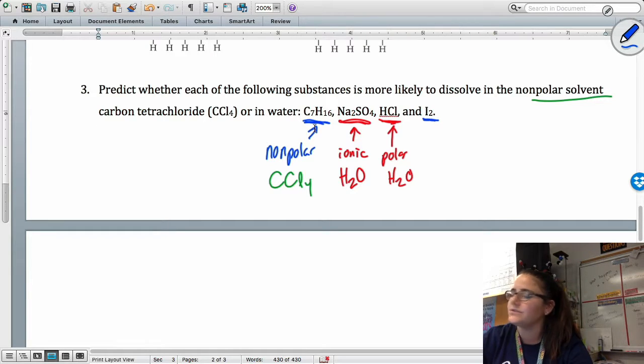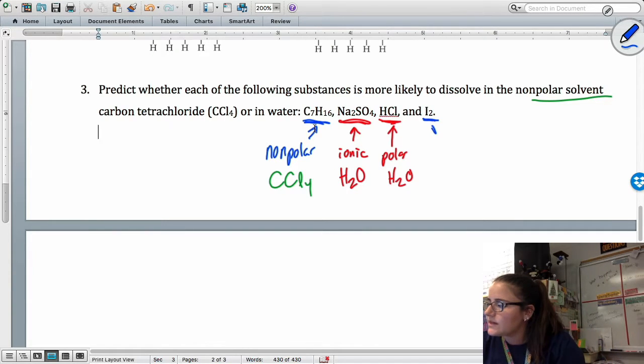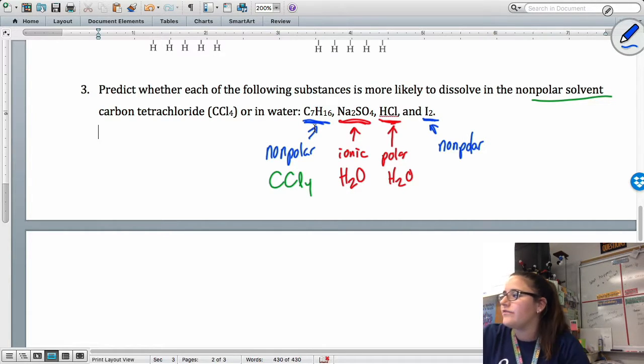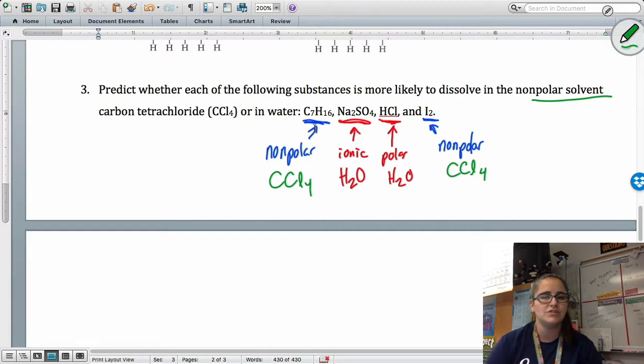And then we have I2. Each of those iodines is going to pull electrons equally, so I2 is going to be nonpolar. So it will dissolve better in the CCl4. Just using that whole idea of like dissolves like. Okay, cool?